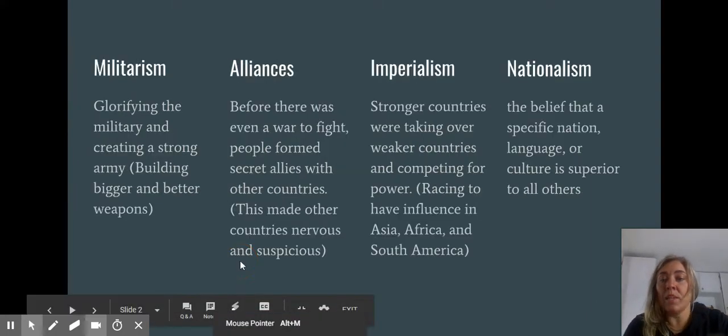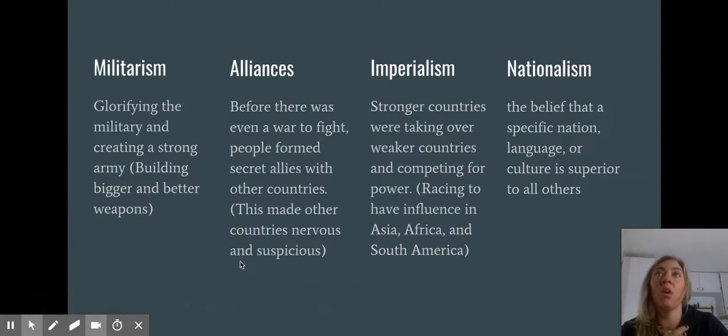It's complicated, but just to give you a preview, most people use the acronym MAIN to remember the cause of World War One. And this is an oversimplification, which we're going to get into the more complicated version of, but basically it stands for militarism, alliances, imperialism, and nationalism.